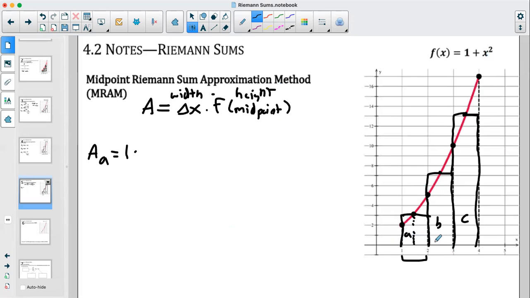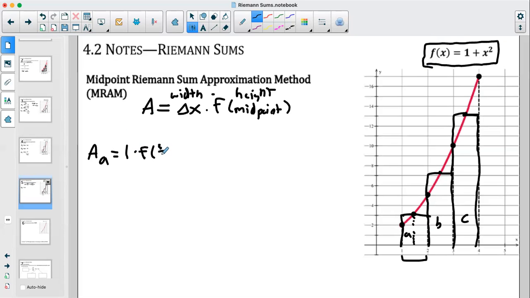The x value that we're talking about, the one that's halfway between 1 and 2, is 1.5. It's 1.5 or 3 halves. Lots of ways to think about it. We'll call it 3 halves because I like fractions. So the height of this thing is f of 3 halves.